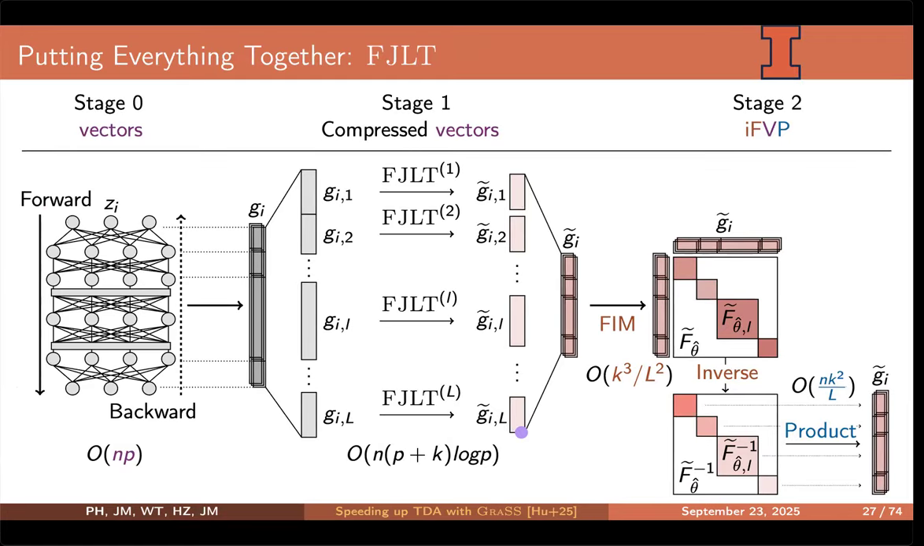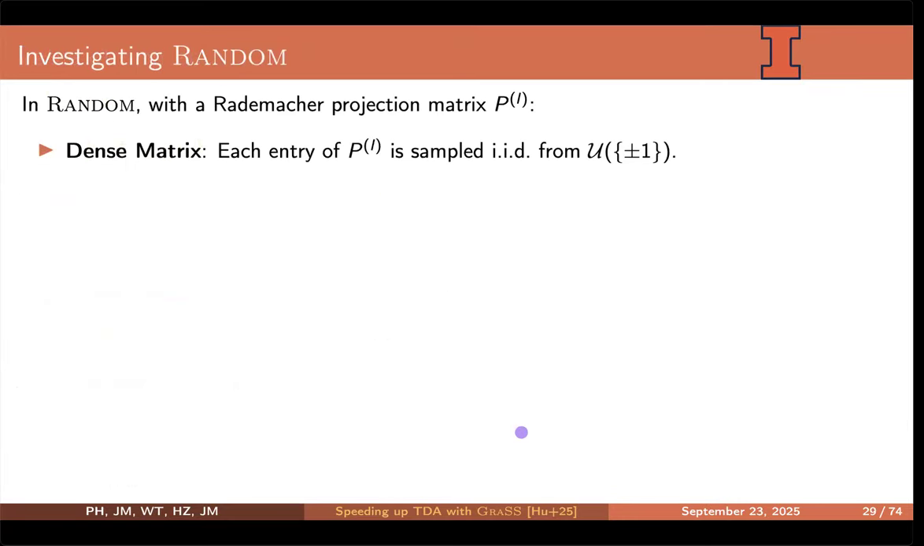Now, a natural question you should ask is, how can we speed this up further? To start thinking about this problem, we should step back a little bit and see what the issue is when we use just random projection, which is projection matrix based compression. The problem really is that the projection matrix is dense. Each entry of P is sampled i.i.d. from plus or minus one, so matrix multiplication will naturally take KP over L squared. Remember, this is what we derived.